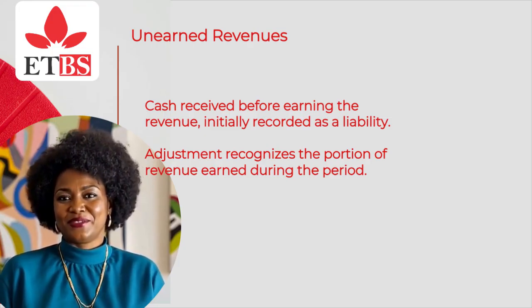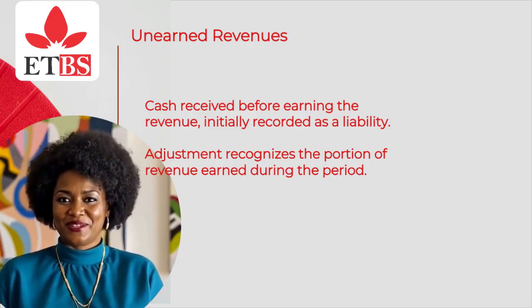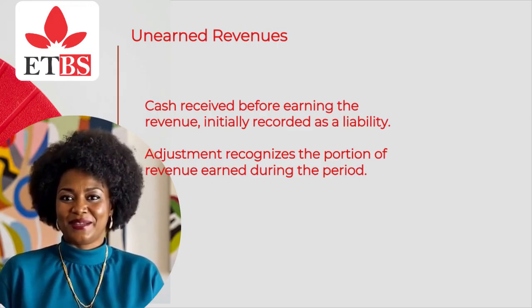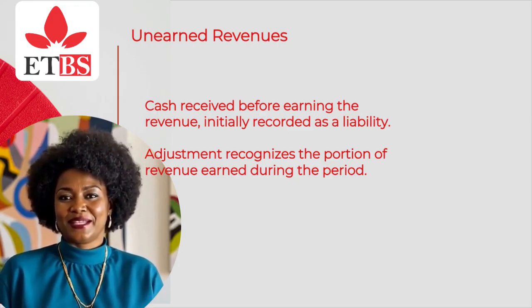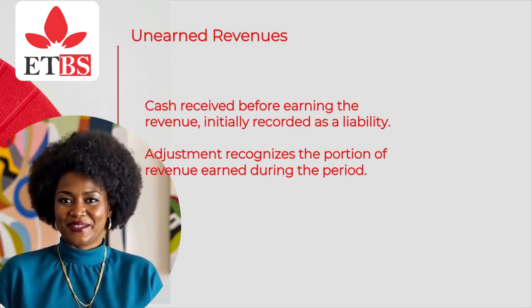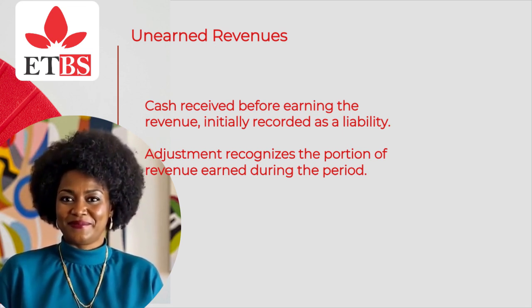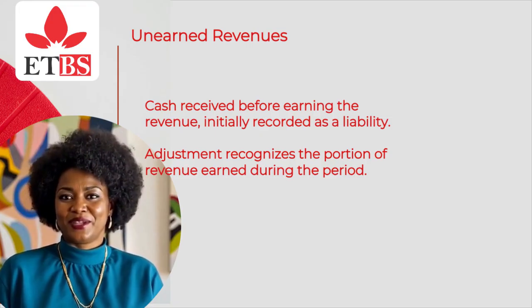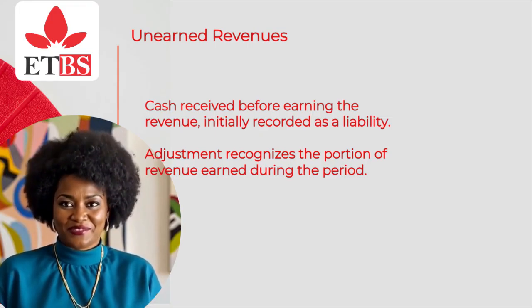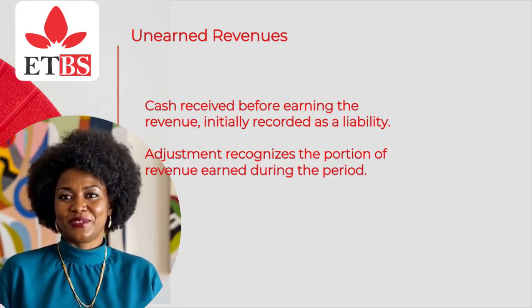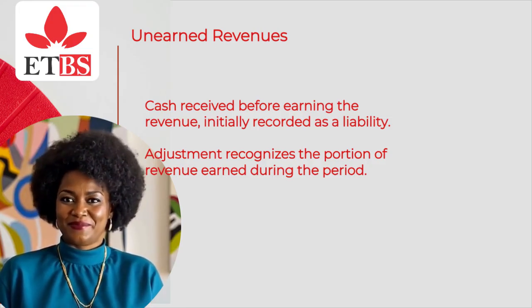2.2 Unearned revenues: cash received before earning the revenue, initially recorded as a liability. Adjustment recognizes the portion of revenue earned during the period. Journal entry: debit unearned revenue, liability. Credit revenue account. 2.3 Accrued revenues: earned but not yet recorded or received in cash. Example: services provided but not yet billed.